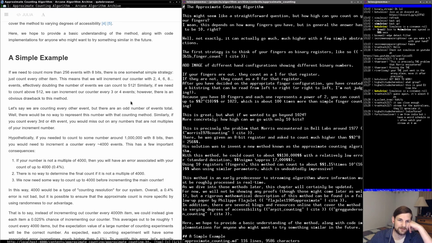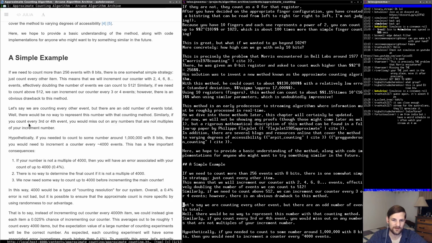Okay, so I just said there's an obvious drawback to counting every other event. So I think what we need to say... Okay, there's something wrong with the way these paragraphs come together. I just said there's an obvious drawback with counting every other event. So similarly, if we need to count above 512, we can increment our counter every 3 or 4 events. However, there's an obvious drawback to this method. In the next paragraph I say, let's say we're counting every other event, but there are an odd number of events total. Well, there would only be one way to represent this number with that counting method. What? Oh, there would be no way to represent this number with that counting method, right?